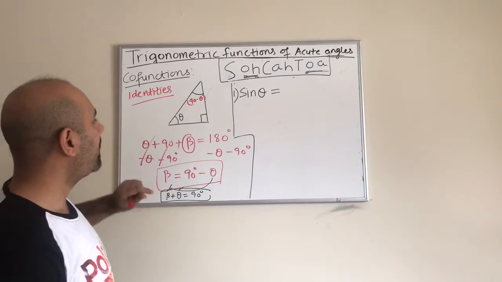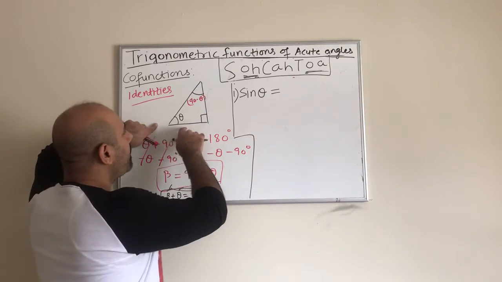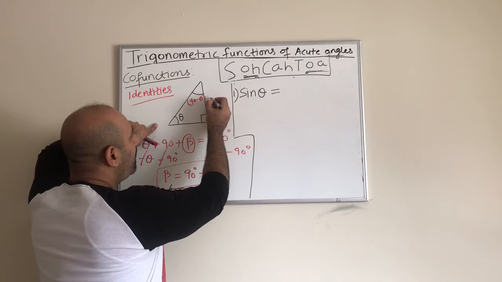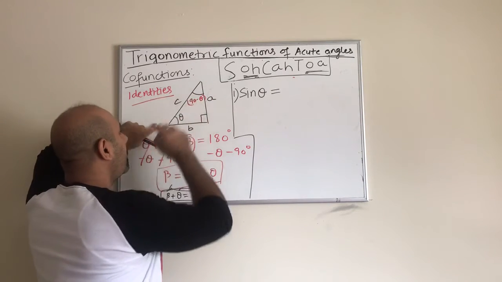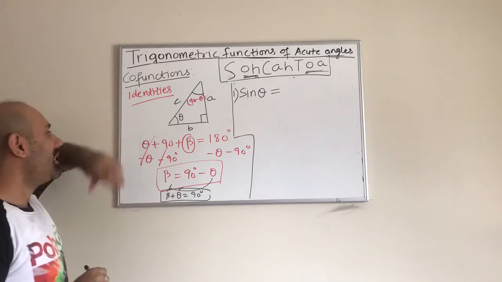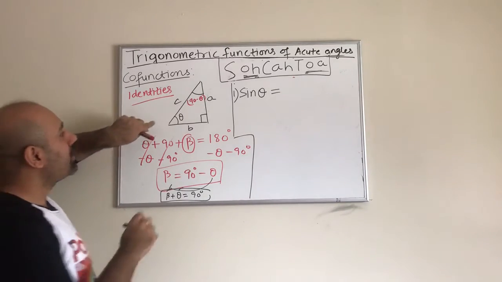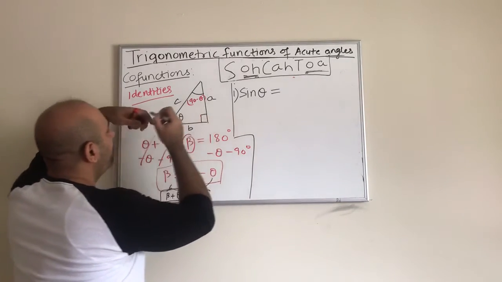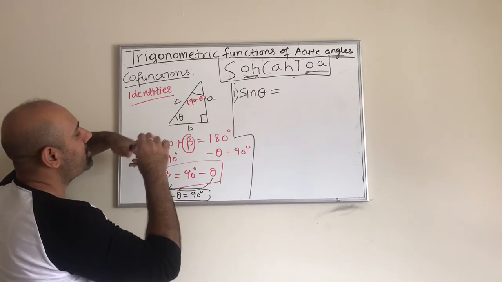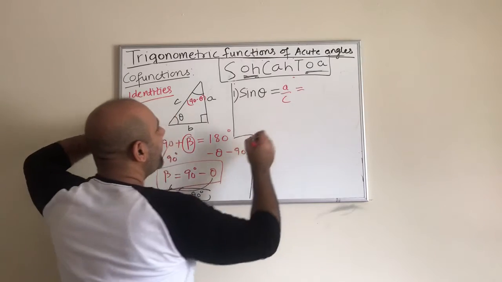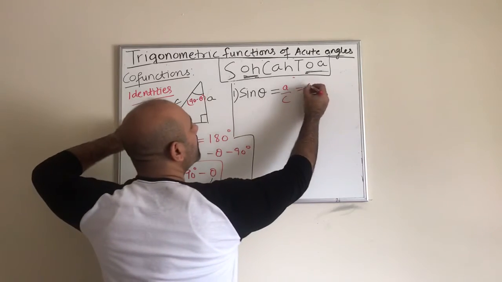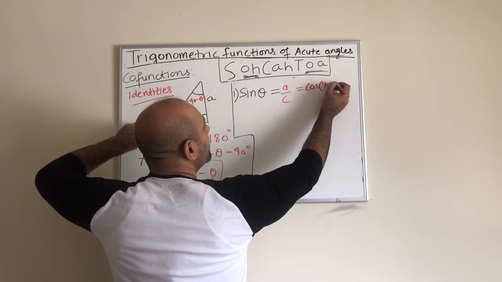So guys, for this particular triangle, let us call this side A, this B, and this C. Guys, you can call it whatever you like. I'm just using A, B, and C. So sine of theta, we know from the definition, is the opposite over the hypotenuse, which is A over C. But that is exactly the same as writing the cosine of 90 minus theta.